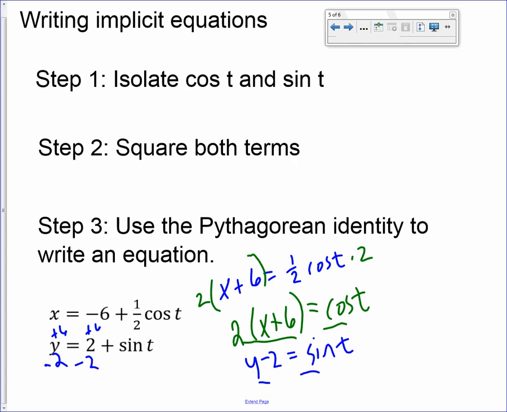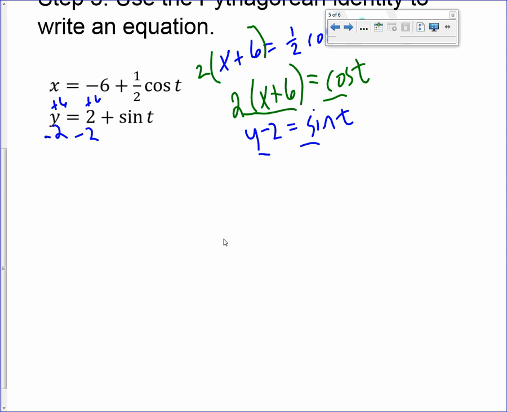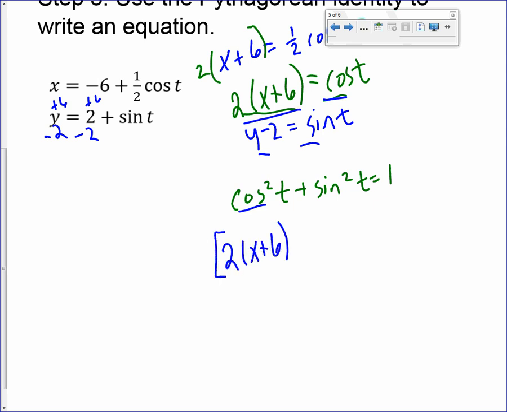Now what I'm going to do is I'm going to think about my Pythagorean identity, which says sine squared plus cosine squared equals 1. Order of addition doesn't matter. So I'm going to write the cosine first. So I'm replacing cosine in this identity with this stuff. And I'm going to replace sine with this stuff.